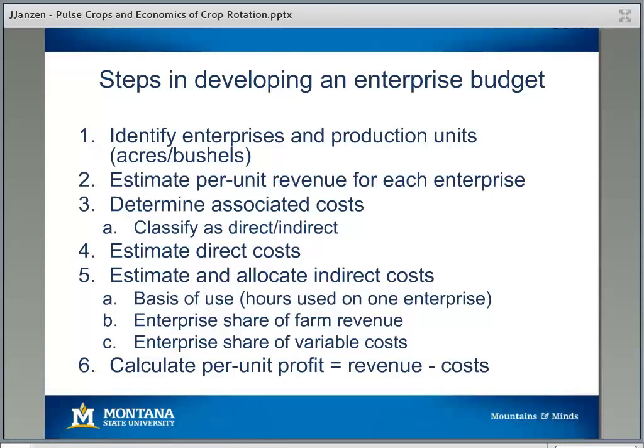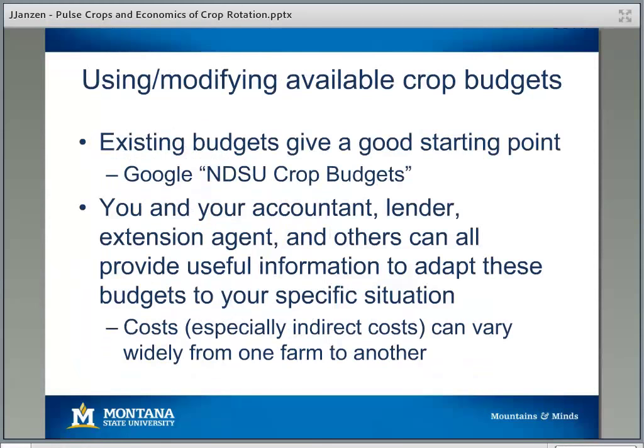Allocate that to a specific enterprise. And then finally, we're going to calculate that per acre profit, thinking about revenues minus all costs, both indirect and direct, that we've allocated to that enterprise.